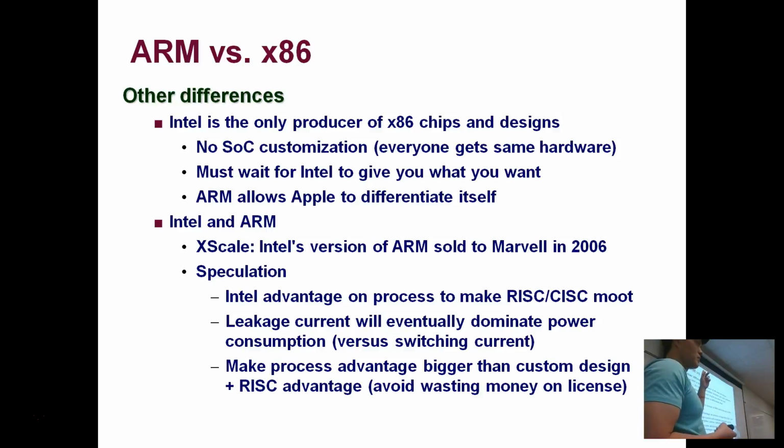You can't do that with Intel. Intel is the one and only company with x86 chips and designs, so you're getting what everyone else gets. And if you want a feature added that you think is essential for your business, try getting Intel to implement it and ship you a chip. It doesn't happen. So there are technical reasons why ARM won, but the non-technical one is that the licensing model is just as important, because this is what allowed Apple to differentiate itself with its processors. That was a key thing.